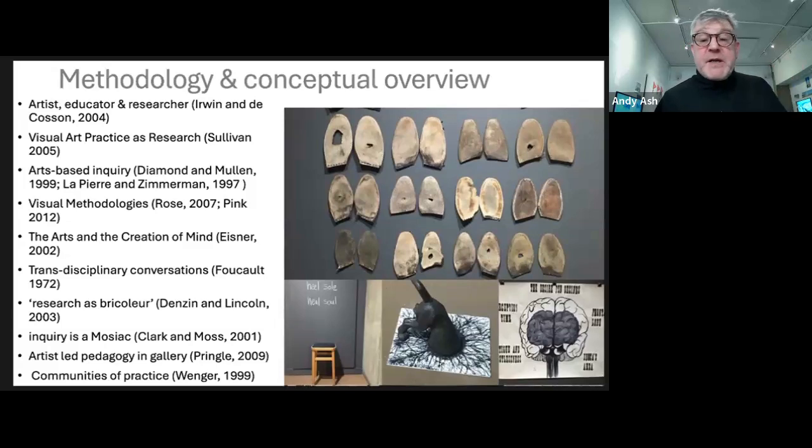So some of the key people you'll see on the screen, some of the texts and the ideas, I might flag two or three of them for you. I use art making in my research and teaching, and I use Irwin and de Cosson, who talk about a rich relationship and meaningful relationships, and I think that's interesting. I've got one text called A/r/tography, which I'll come back to. Visual art practice and research by Sullivan is a really key text. It's kind of 101 for MA.